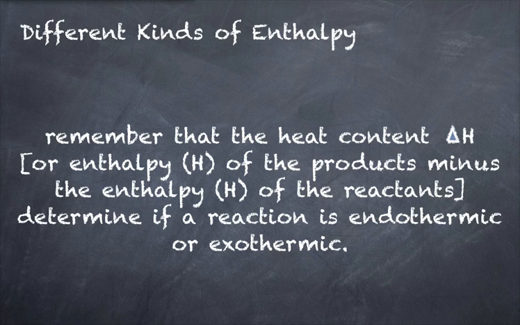Let's review first. We remember that the heat content, which we call enthalpy, capital H, is simply the amount of energy stored in the bonds of all of the products minus all of the energy stored in the bonds of all the reactants. And we looked at before, if you end up with a negative delta H, you've got heat that has escaped and it's an exothermic reaction. And if you have heat stored in the products more than in the reactants, and the energy actually had to come from the environment, we call that an endothermic.